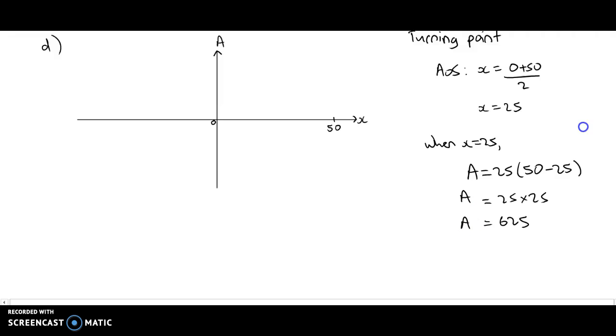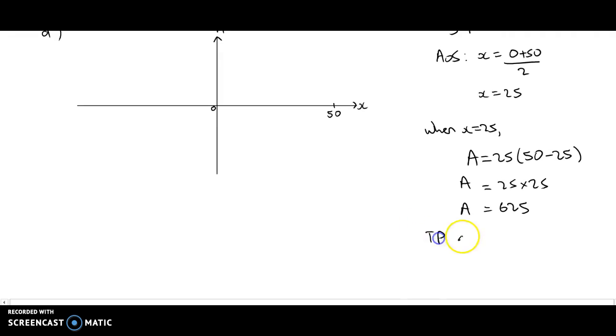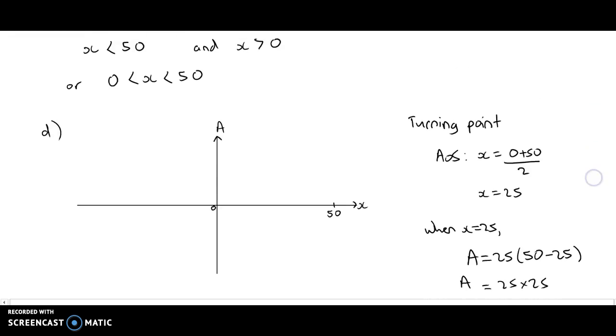So we know our turning point is at 25, 625. So our turning point will be here and at 625. So let's go ahead and sketch that. Turning point 25, 625. Alrighty, let's move on to part E.